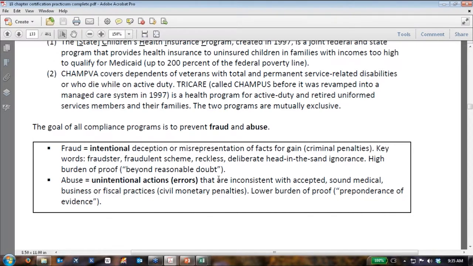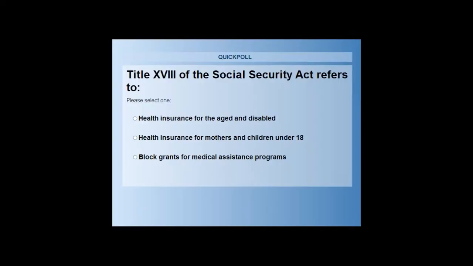So Brad, take us please to the first polling question. Polling question number one. All right. Title, oh gosh, you're testing my Roman numerals. Title 18 of the Social Security Act refers to which of the following?